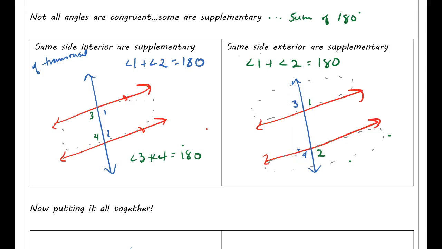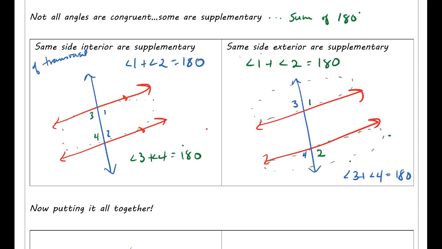And you could have the same little rule. Angle 3 plus angle 4 equals 180. Okay, cool. Now, I didn't write this as one of your rules, but if you want to add this, some of you might be thinking, okay, well, what about alternate exterior? What about angle 1 and angle 4? Well, what do you think their relationship would be? Okay, well, it turns out they are congruent.